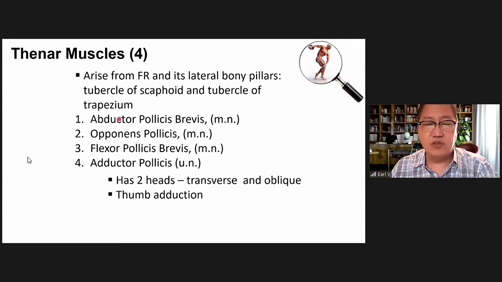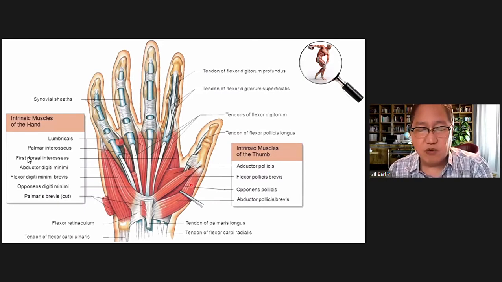Please take note, yung abductor pollicis brevis, opponens pollicis, and flexor pollicis brevis are innervated by the median nerve. Yung adductor muscle is innervated by the ulnar nerve. Paano nyo ma-differentiate? Kung ano ang pinakamalalim, yun ang innervated ng ulnar nerve. Kung ano yung pinaka-lateral and more superficial, the flexor, opponens, and abductor is innervated by the median nerve. Nalabas din ito sa exam.